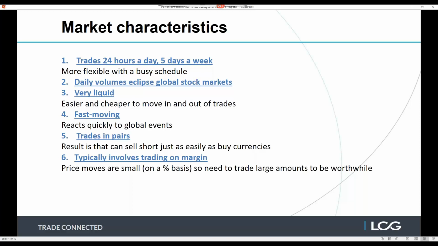And it typically involves trading on margin. Now why? Basically because the price moves are small on a percentage basis. So there's a lot of movement in the day, but in terms of the total price of the currency, they don't move that much. So you need to trade a large amount to make it worthwhile. While that's all well and good for people with hundreds of thousands of dollars to throw around, what makes this market interesting, and over the last decade or so has made it accessible to your typical individual trader with a bit less money, is that you can use the margin and still trade those big contracts.